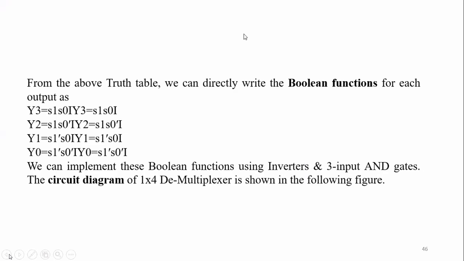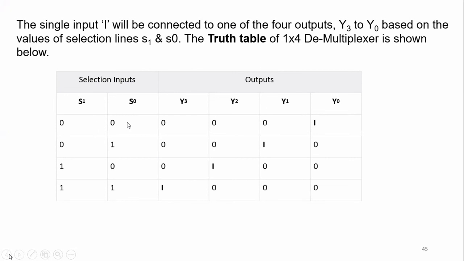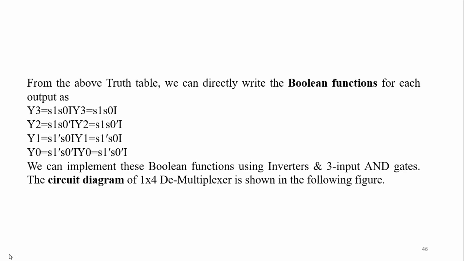I means input. That means if we use this selection line, y0 will be equivalent to I. If we use 0 1 selection lines, the y1 value will be equivalent to I. Then for 1 0, y2 will be equivalent to I. For 1 1, y3 will be equivalent to I. Now observe, there is the function for y3, y2, y1 and y0.